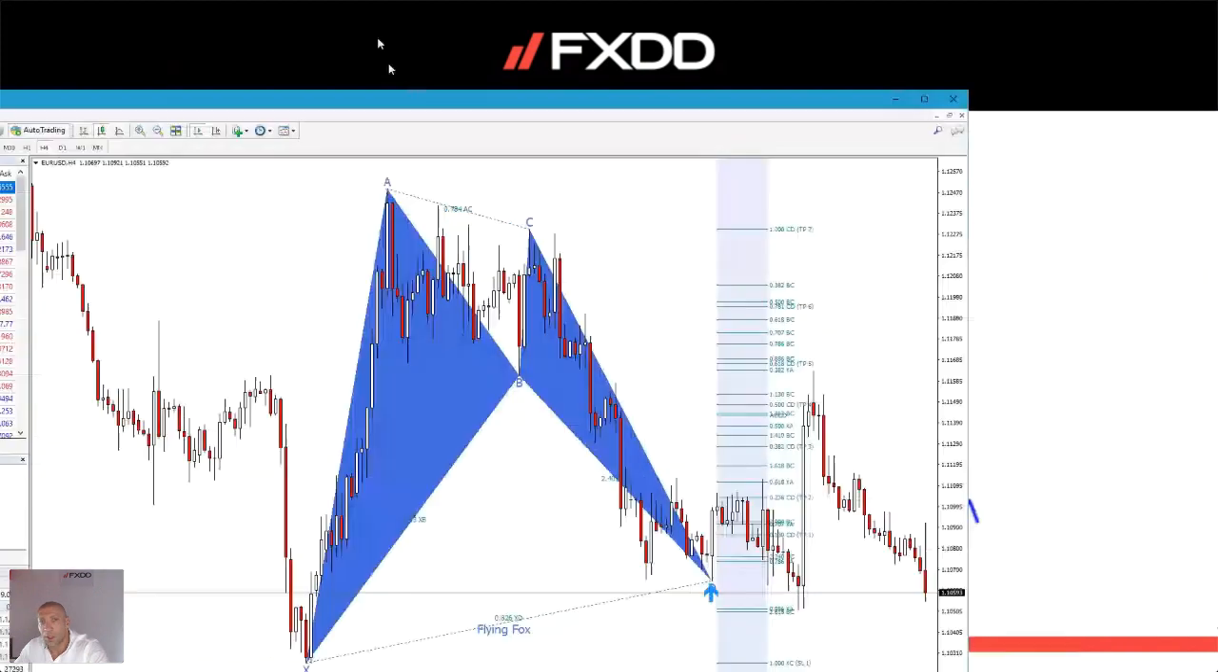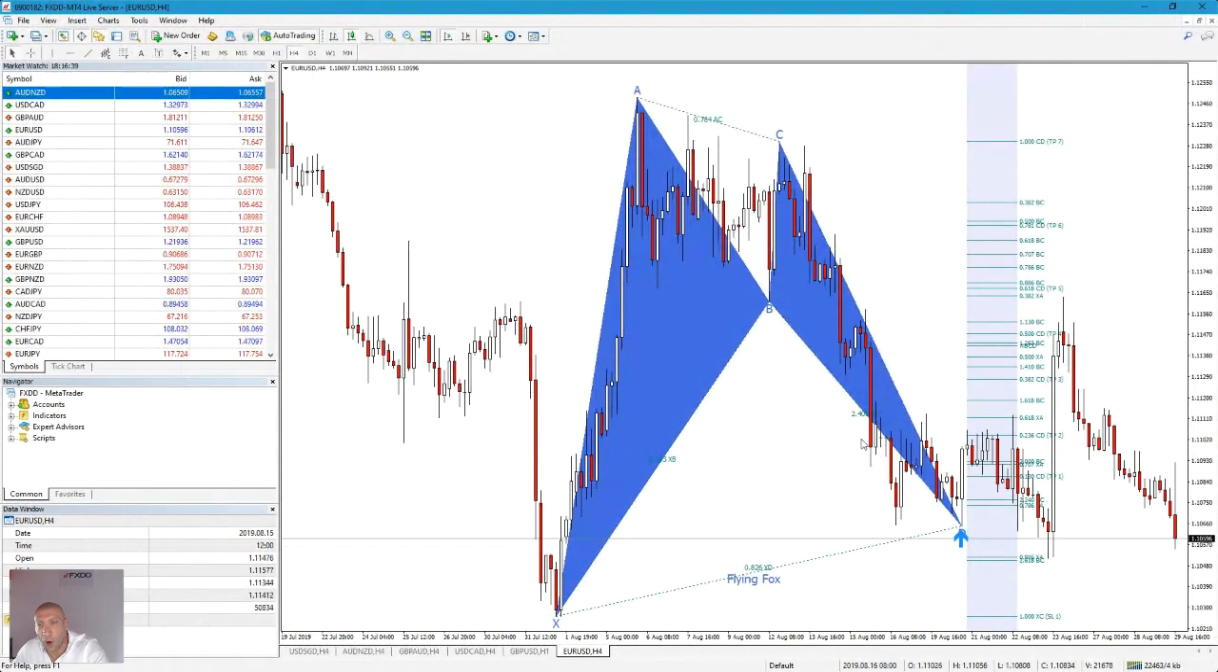And here we go. So this is called Flying Fox. It's similar to Butterfly, but you can see how the price actually goes. Now, the point of these harmonic patterns is that you trade them when you have a confirmation, because point D usually can exceed. Okay, so it can redraw.